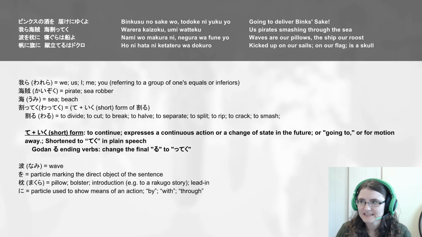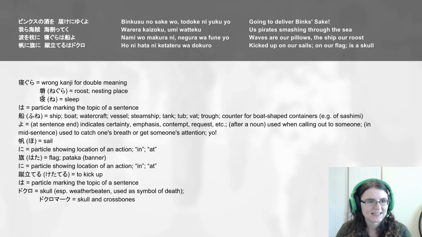So this basically goes back with this one. Through our wave pillows, we sleep. They're our resting place. And then wa makes that whole thing the topic of the sentence. And then fune, so our boat is the resting place, and the waves are our pillows. And then yo just adds emphasis. And then ho is sail, and then ni is showing the location, so in or on the sail.